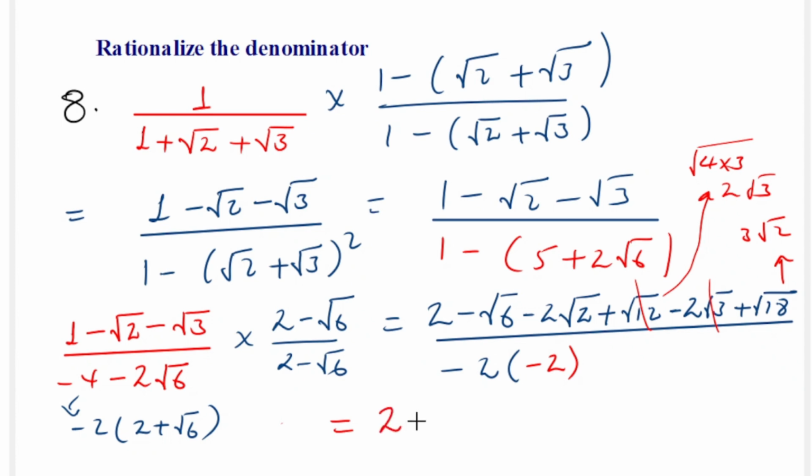From this, what do we get? 2 minus radical 6 minus 2 root 2 plus 3 root 2, we get square root of 2 over minus 2 times minus 2, we get 4. So this is the answer.